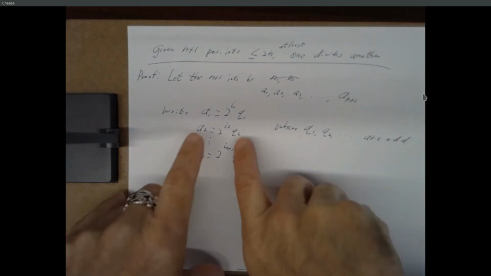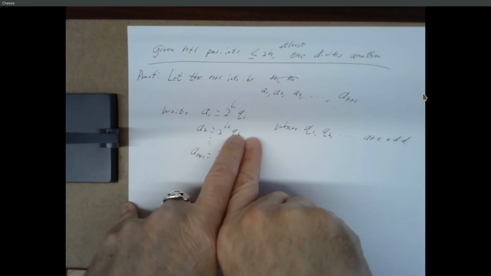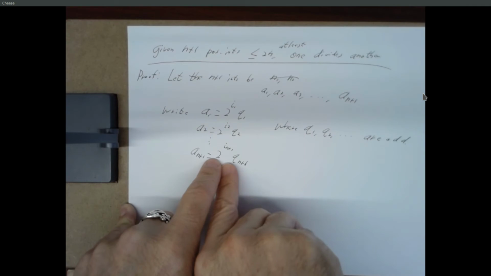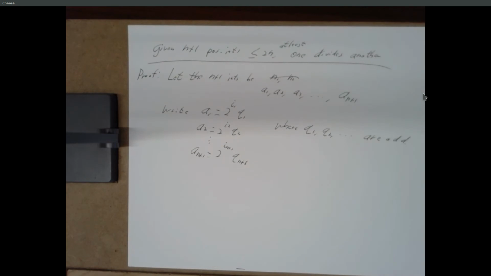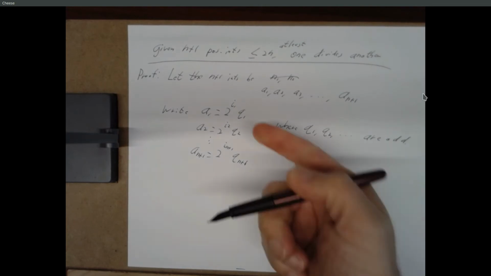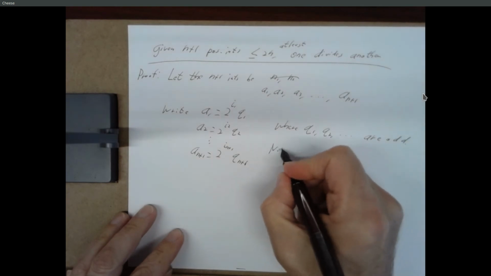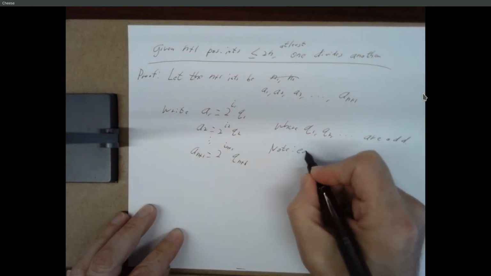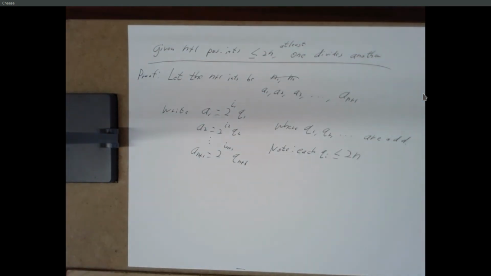So if a1 is 18, this would be 2 times 9. If a2 is 20, that would be 4 times 5. If it was 100, it would be 4 times 25. If it's 64, it would be 64 times 1. All right, so the q i are odd. So we note each q sub i is less than or equal to 2 to the n. Because each q i is less than or equal to a i, and each a i is less than or equal to 2n.